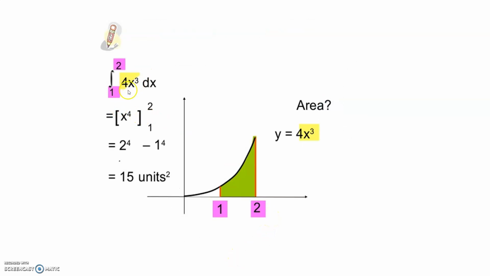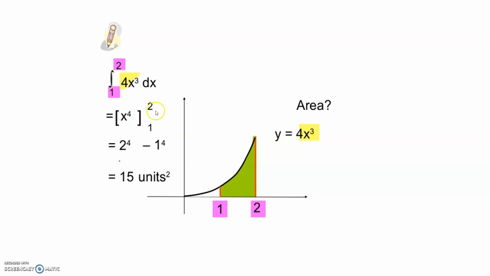Now, directly given is the integral of 4x cube dx, lower limit 1, upper limit 2. Then we take the 4 common, and we know that the integration of x cube is x raised to 4 upon 4. The 4 gets cancelled. That's why we get x raised to 4, lower limit 1, upper limit 2.